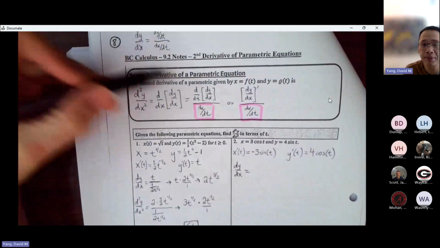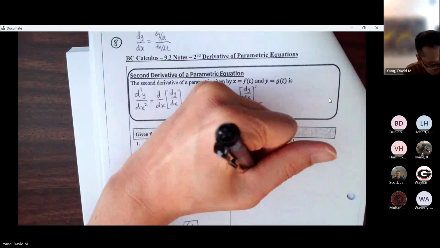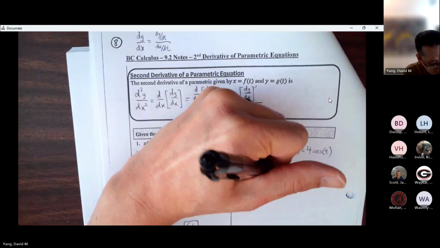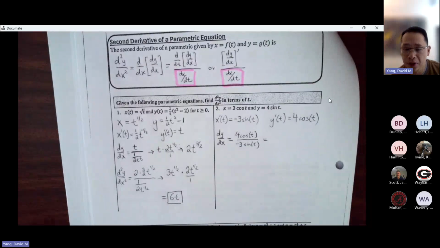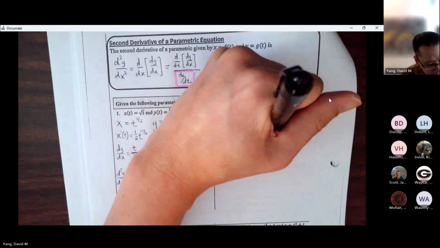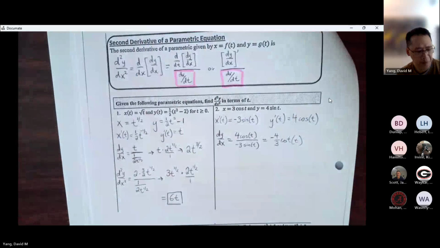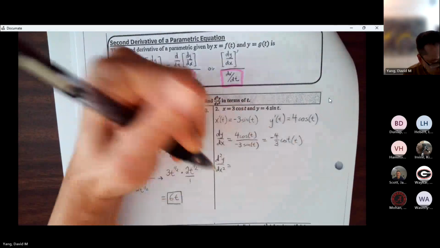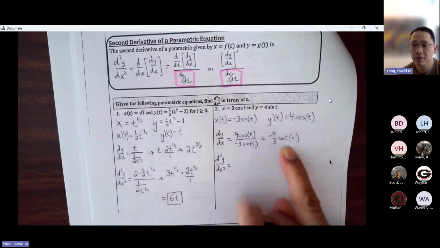Y prime over x prime. We can clean this up and make it -4/3 cotangent of t. Second derivative: derivative of this divided by my dx dt.